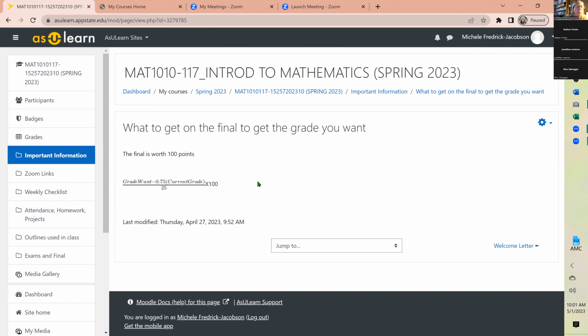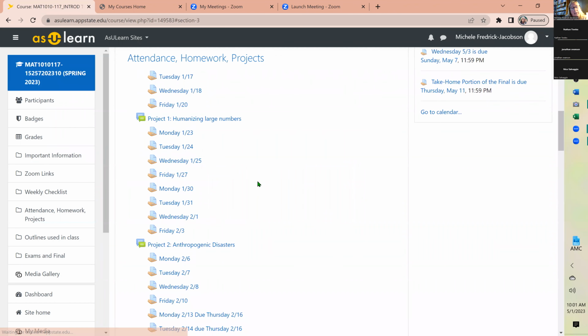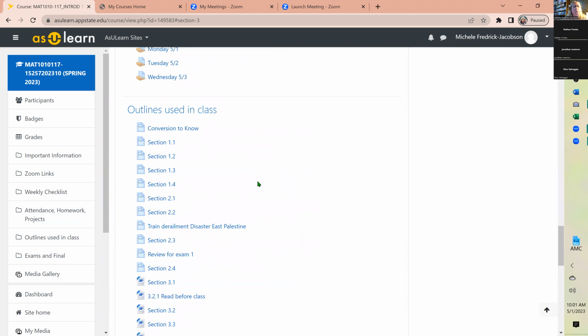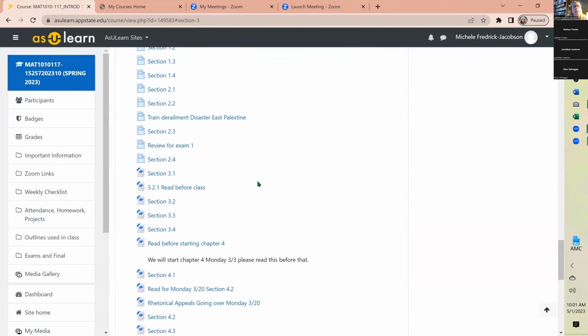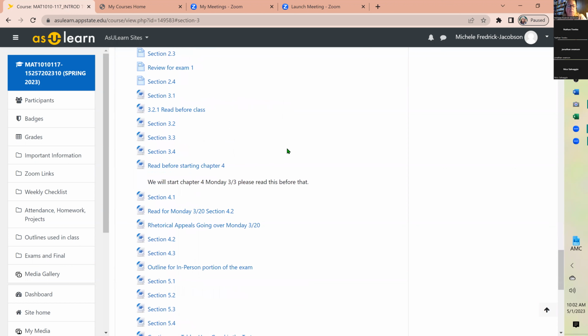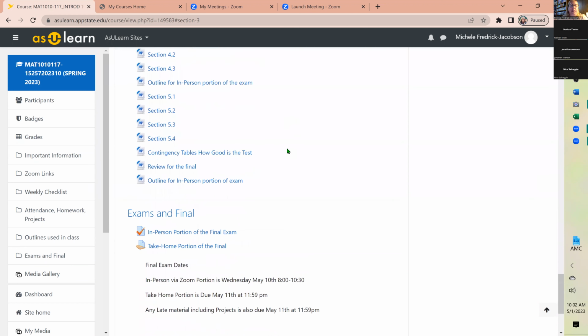Under attendance and homework, there is, I think, 2 or 3. Yeah, 3 attendance problems. One is what day is your final? Another one is when does the take-home portion of the final need to be done? And I think the other one is what date do you have to have late homework turned in by? And all of that is right here, I think.